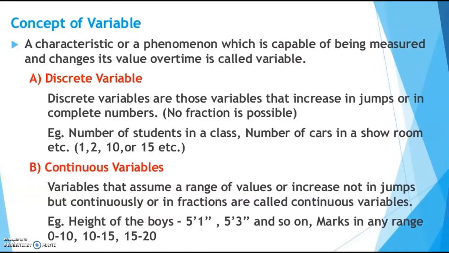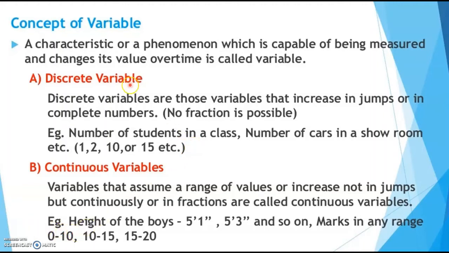Today, we would focus on the topic variable. There are two types of variables, which are the discrete variables and continuous variable. Children, what do you mean by a variable? A characteristic or a phenomenon which is capable of being measured and changes its value over time is called a variable. Variables differ on the basis of specific criterion.